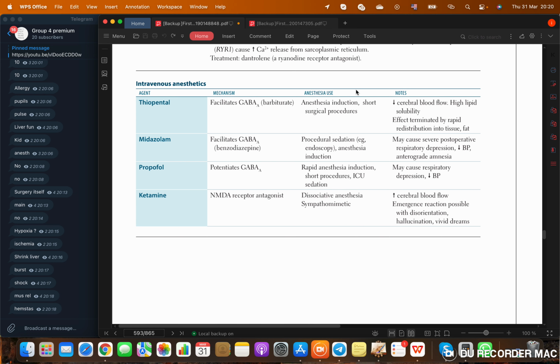The next thing is midazolam, also known as, what do we call it? Midazolam. I told you about it. My friend had it for his colonoscopy. Yes, exactly. It's a rape drug. So midazolam. It facilitates the GABA benzodiazepine. It's a benzodiazepine and facilitates the GABA by increasing the frequency of the opening of the channel. What do you think? Is it the frequency or the duration?